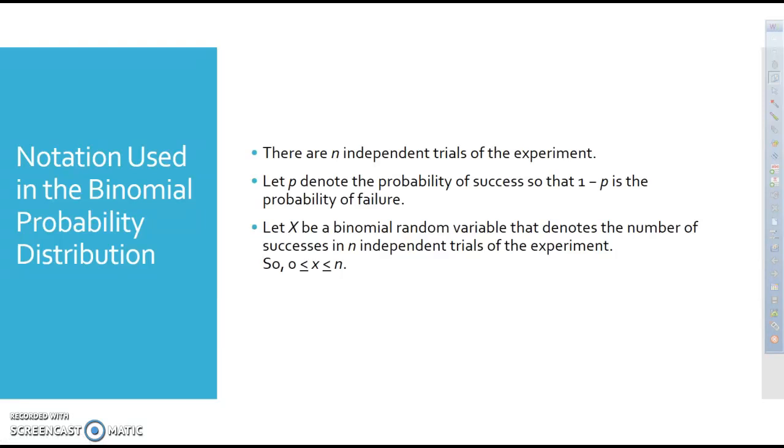So some of the notation we use: n for the number of trials. We write p for the probability of success. If p is the probability of success, then 1 minus p is the probability of failure. And then x, remember, is that random variable. Today we're going to use it for a binomial random variable that denotes the number of successes in an independent trial of the experiment. Remember, with those random variables, we like them to be between 0 and the number of trials in the experiment. If we have 20 trials, we can't have 21 successes.